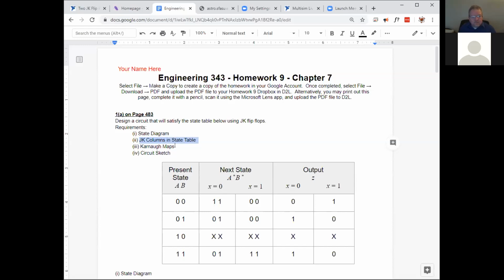We're going to then write or build Karnaugh maps to figure out what the inputs are to the JK flip-flops. And then we're going to do a circuit sketch, hopefully in Multisim. Any questions so far?